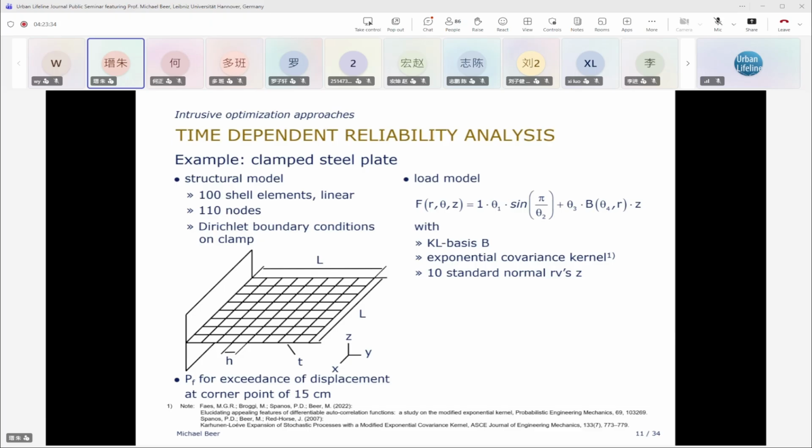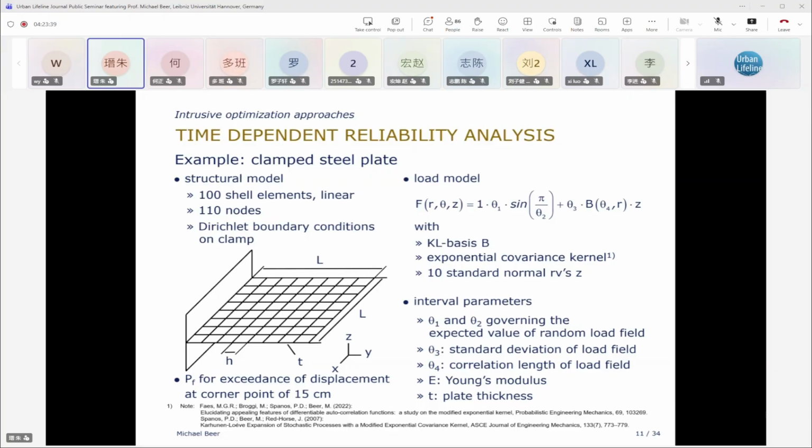And the trick is then to find it automatically, because that is the big challenge here. So we have these 4 interval parameters plus Young's modulus plus the sheet thickness. So we have 6 interval parameters in total.